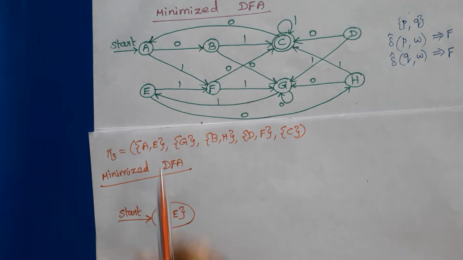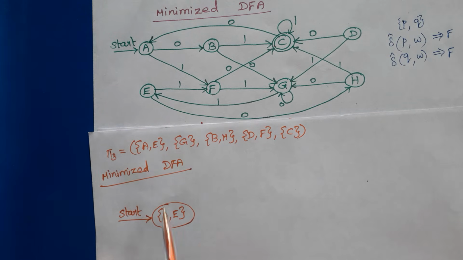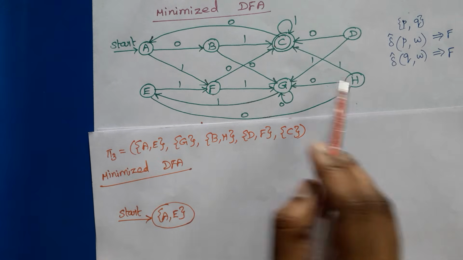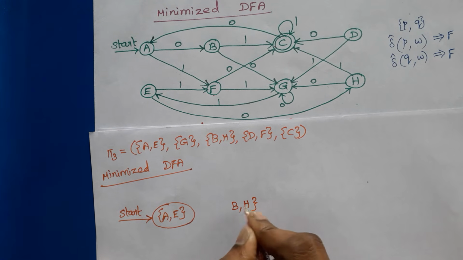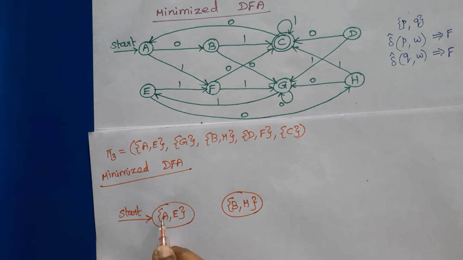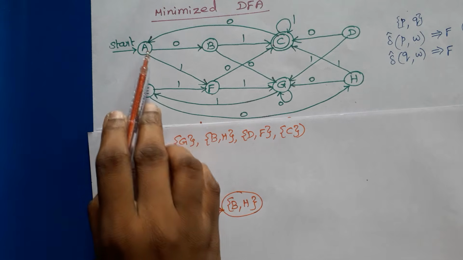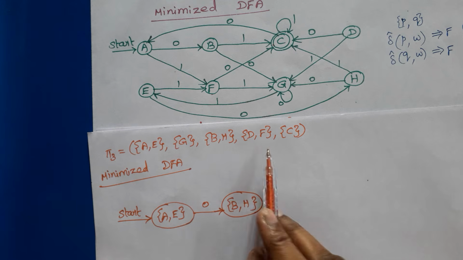Then we have to check the transitions. From A, 0 goes to B. AE is a single group, so we have to check both A and E. From A, 0 goes to B, and from E, 0 goes to H, and BH is a single group, single state. So from this group, 0 goes to BH. Similarly, from A, 1 goes to F, and from E also 1 goes to F. So we consider DF.